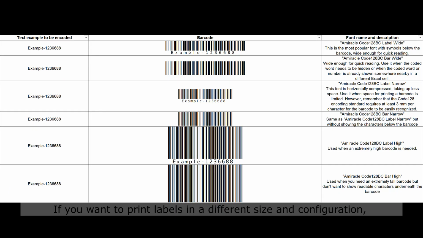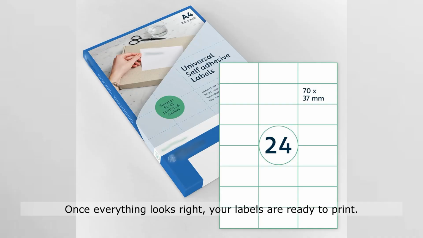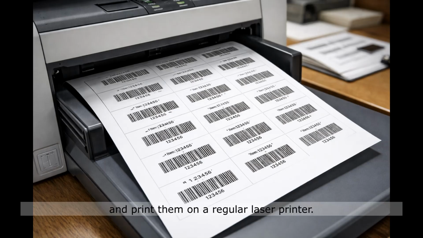If you want to print labels in a different size and configuration, you can do so using standard Excel tools, our formula, and fonts. Once everything looks right, your labels are ready to print. Use special label paper like this and print them on a regular laser printer.